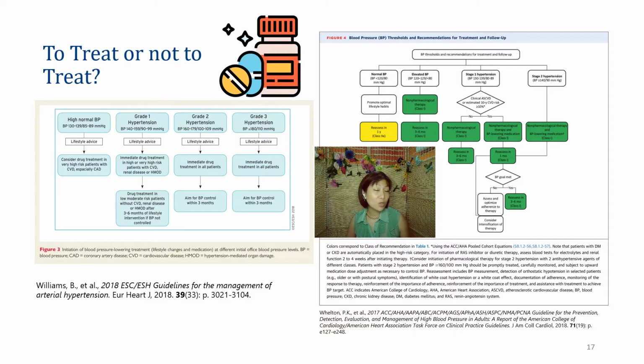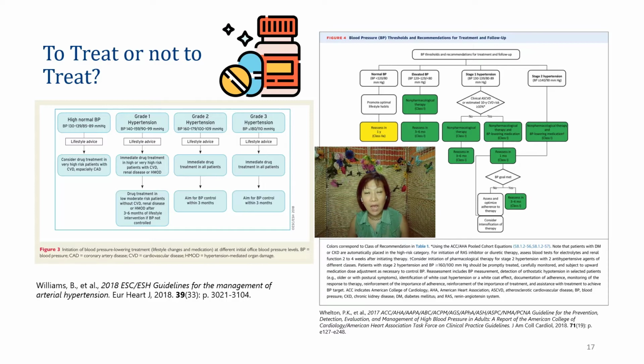Okay, so the golden question is always to treat or not to treat, and it gets confusing when you compare the various guidelines. With respect to how the European and the American guidelines approach things, I think in general, it's quite clear that the moment you've got ASCVD risk factors, you should always consider treatment anyway, regardless of where they're at.